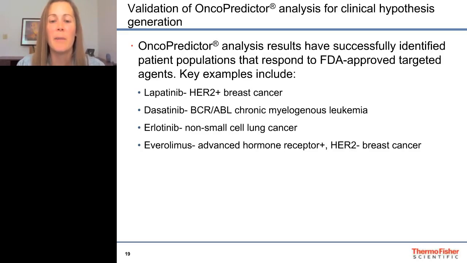These include the fact that we've identified HER2-positive breast cancer as being sensitive to lapatinib, BCR-ABL positive CML as being sensitive to dasatinib, non-small cell lung cancer as being sensitive to erlotinib, and advanced hormone receptor positive and HER2 negative breast cancer as a potential patient population that is sensitive to everolimus.